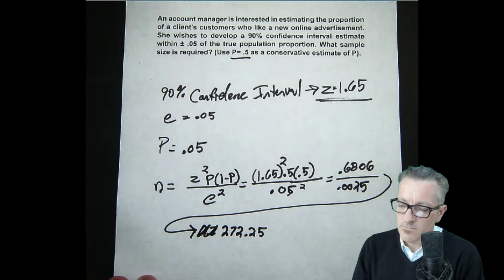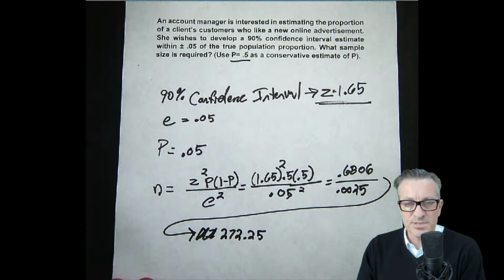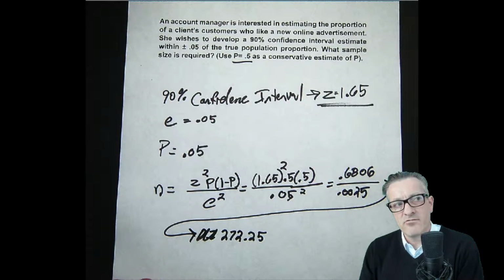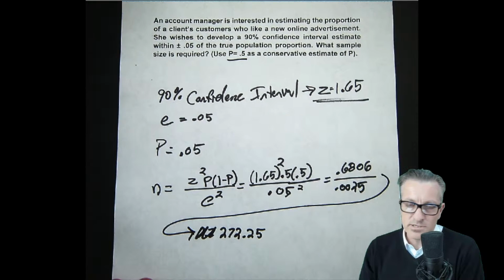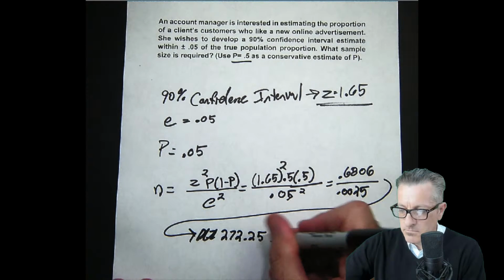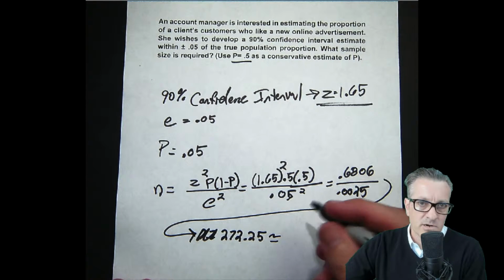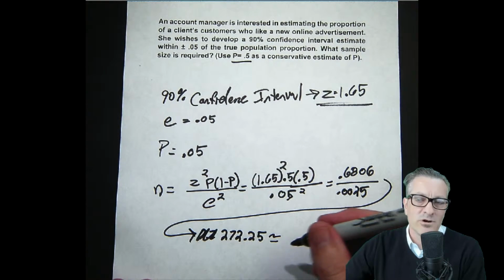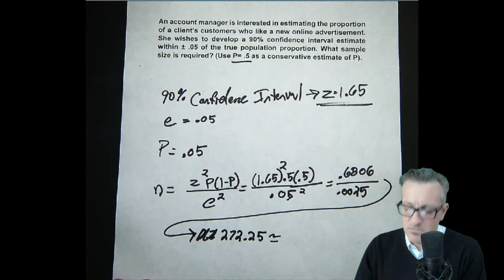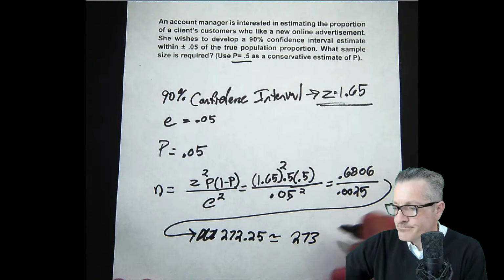And now we have to consider what our answer is here. This is a sample size, so we can't have 272.25. We can't have a fraction here. So what we have to do is round up. I usually don't recommend rounding, but in this case, when we're determining sample sizes, we have to round. So it's going to be 273.